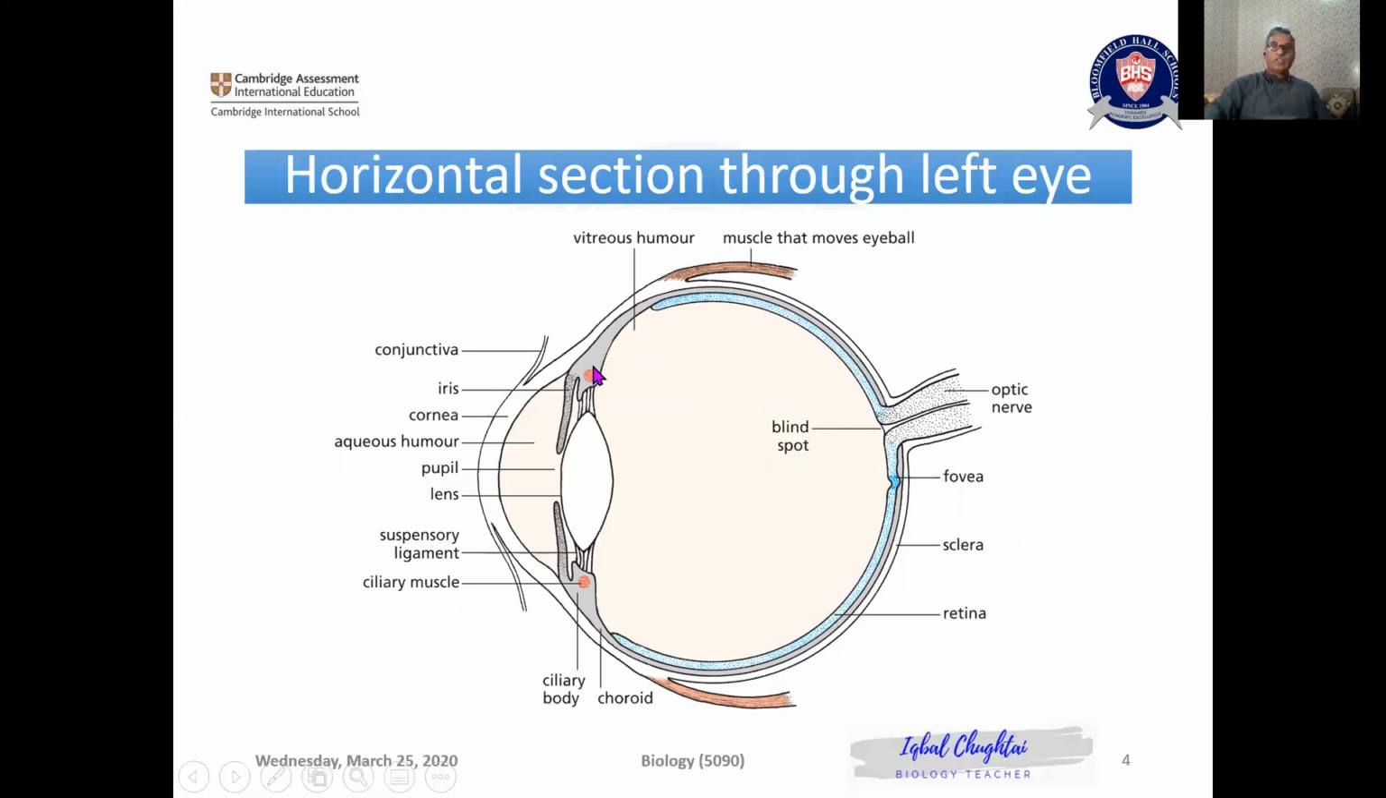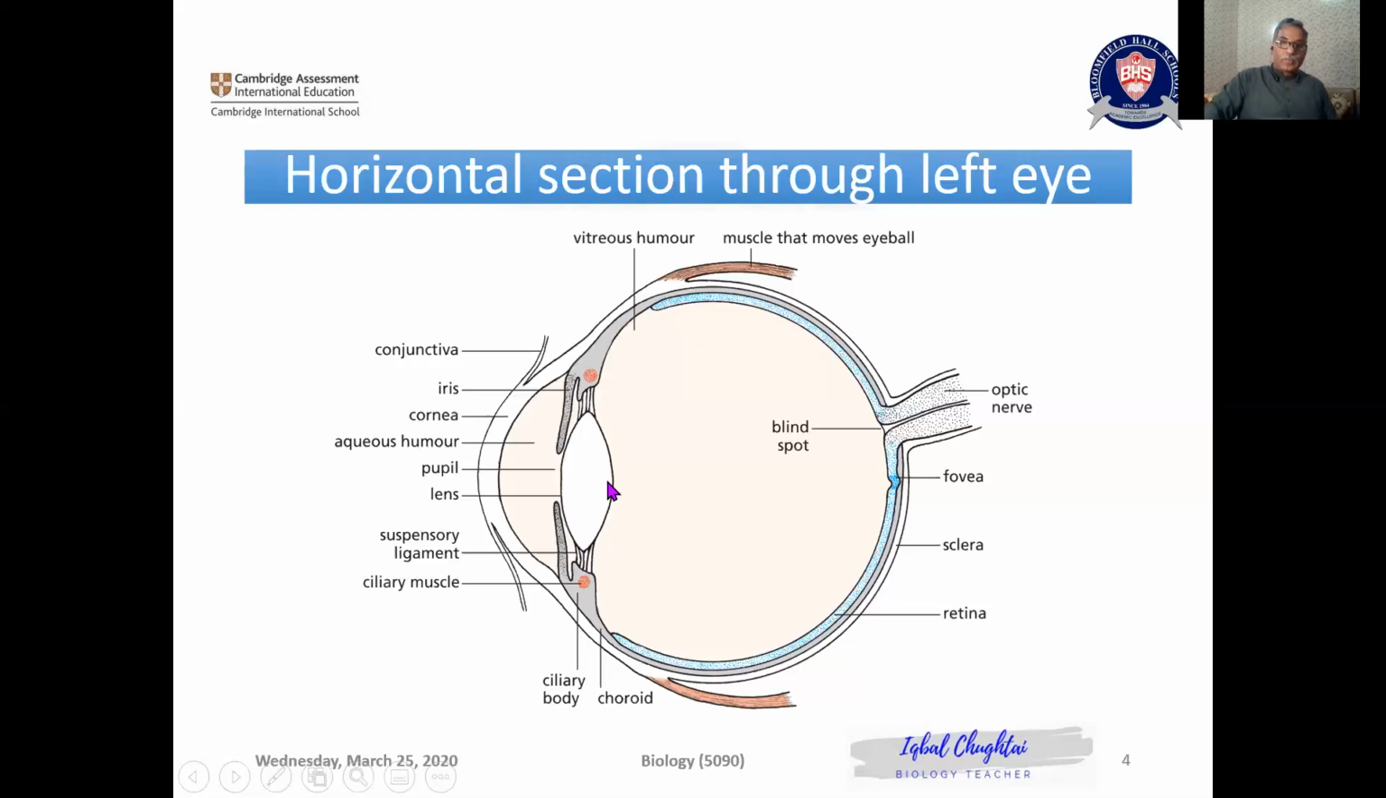This choroid is further projected into a structure known as the ciliary muscles, or ciliary body. This ciliary body is connected with the transparent lens with the help of thread-like structures known as suspensory ligaments. Suspensory ligaments are also connective tissue, connecting the ciliary muscles to the lens.